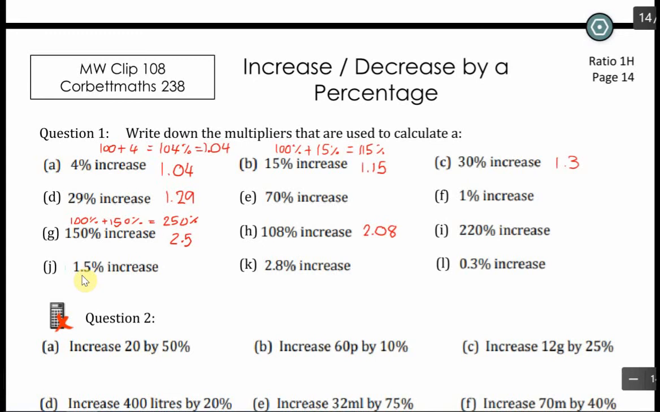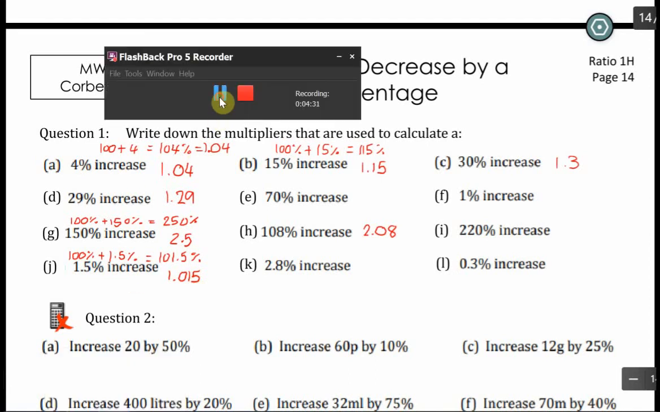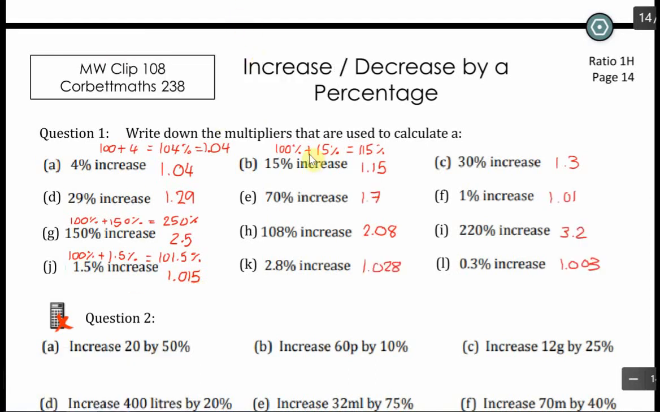So if I add 1.5% to 100%, that will give me 101.5%. So that as a decimal is 1.015. Okay, so it's about getting the digits in the right place. Okay, I'll pause it now and fill in the rest, and then you can mark. And there's the answers.